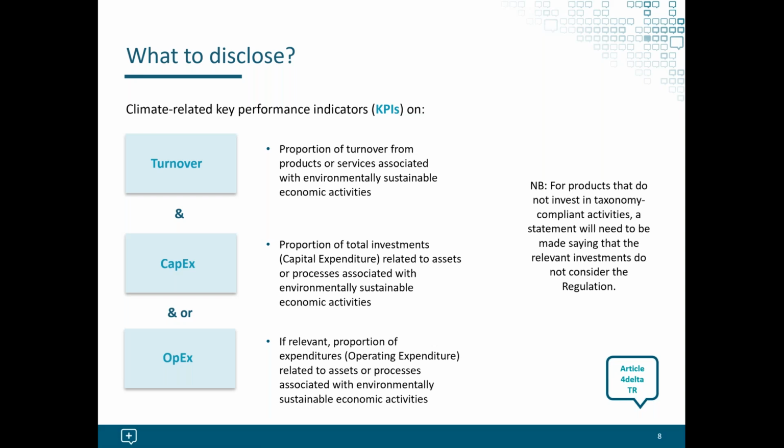Turnover gives a clear picture of where a company currently is relative to the taxonomy, and allows investors to report the percentage of their funds invested in taxonomy-aligned activities. CapEx, in contrast, gives investors a sense of a company's direction of travel, and is a key variable for assessing the credibility of a company's strategy, and also helps investors decide whether they agree with their strategic approach. Products and services that don't invest in taxonomy-compliant activities will also need to be disclosed, and a statement will need to be made saying that the relevant investments do not consider the regulation.